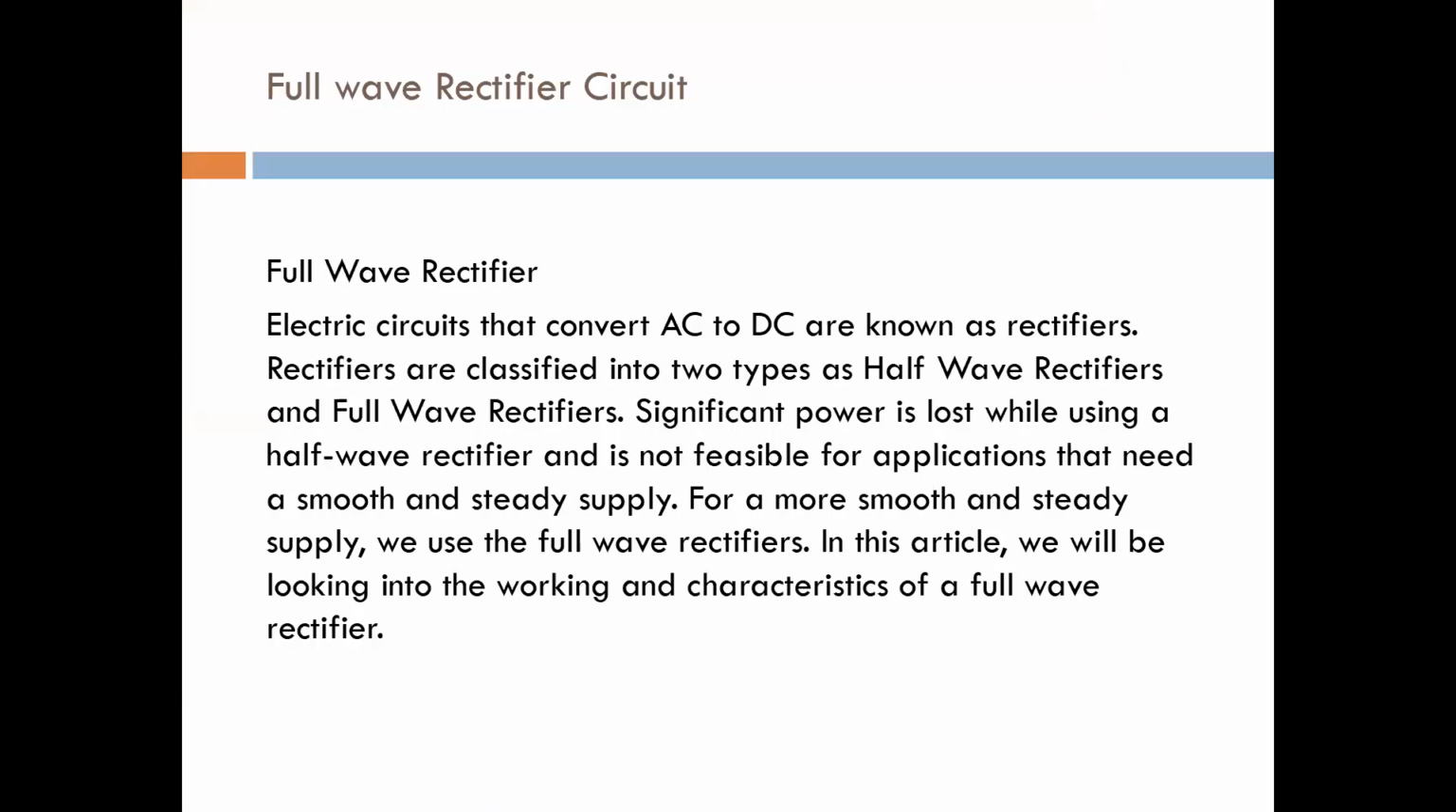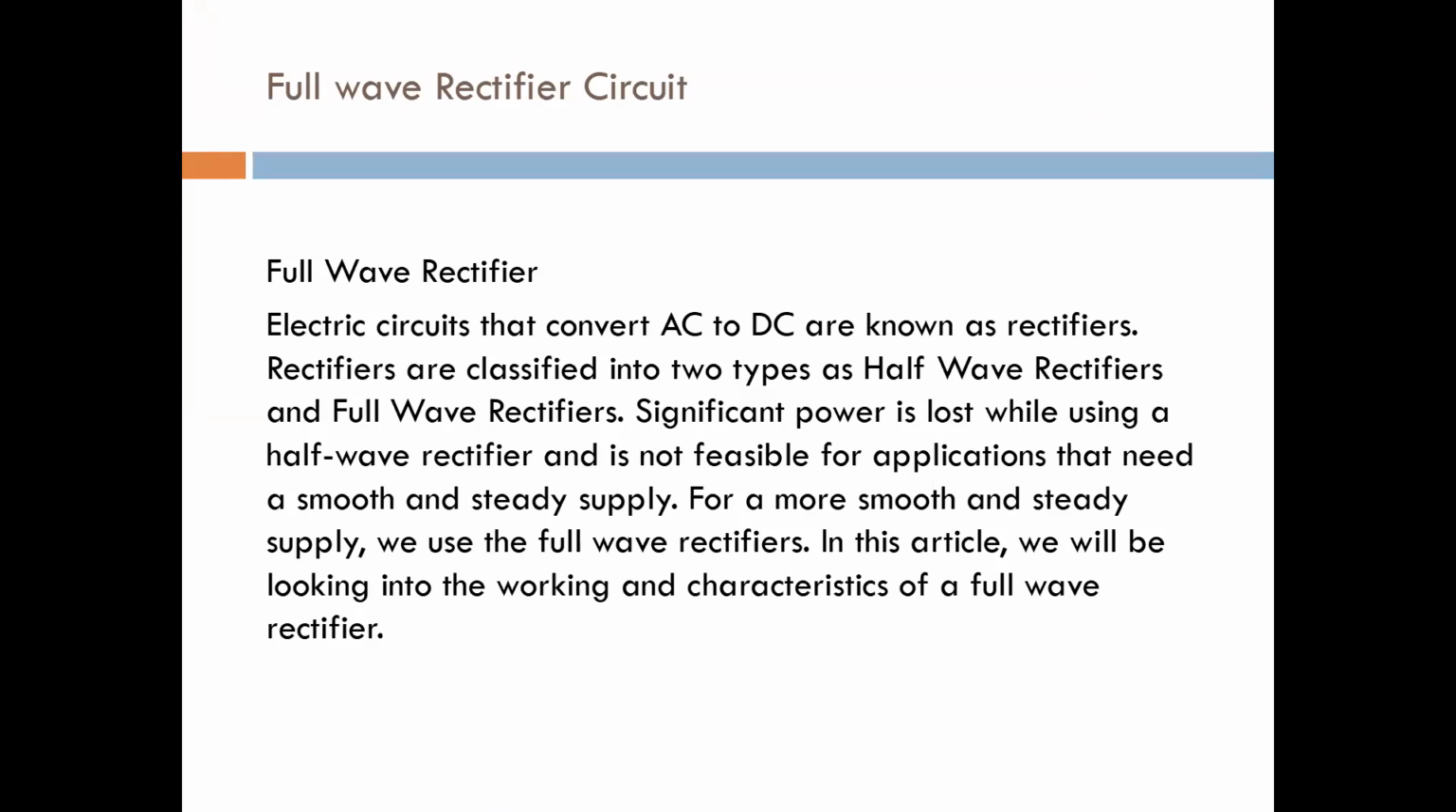A full wave rectifier circuit is an electric circuit that converts AC to DC; such circuits are known as rectifiers. In the first lecture, I told you what a rectifier is. They are of two types, half wave rectifier circuits and full wave rectifiers. Significant power is lost while using a half wave circuit. I have just told you that the efficiency is very low. If the loss is more, you can surely say that the efficiency of that machine is low. Here the losses are less, so the full wave rectifier circuit is going to be more useful and more economical.